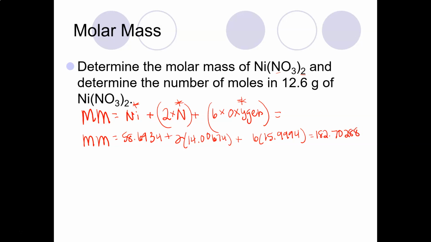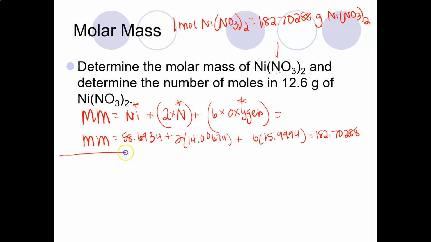So putting this as a unit factor, 1 mole of nickel 2 nitrate equals 182.70288 grams of nickel 2 nitrate. Just to be very clear, 1 mole of nickel 2 nitrate is equal to 182.70288 grams of nickel 2 nitrate. So that's a unit factor that compares moles of nickel 2 nitrate to grams of nickel 2 nitrate. So that takes care of the first part of the question. Determine the molar mass. Well, the molar mass is 182.70288 grams. That's how many grams go in 1 mole of nickel 2 nitrate.